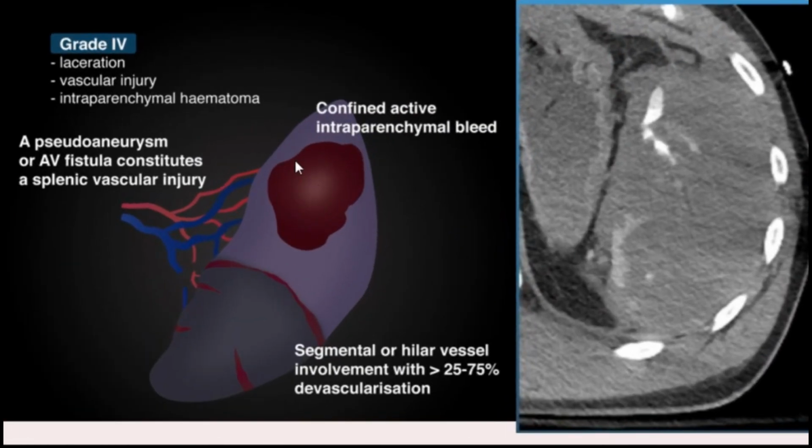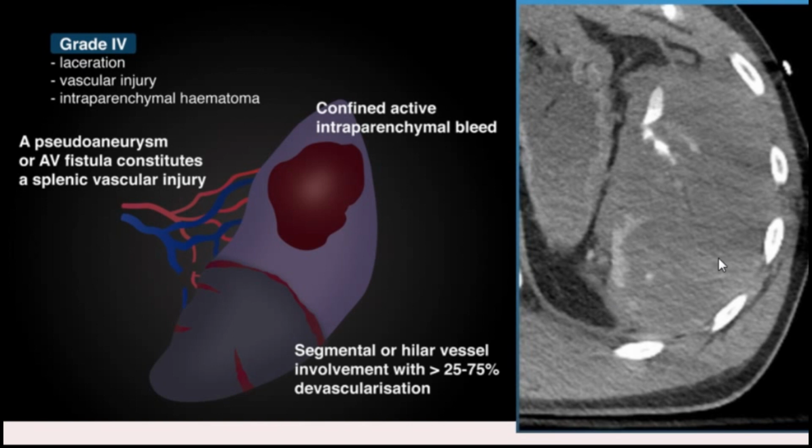Grade 4, when we have confined active intraparenchymal bleeding, or when the area of devascularization is up to 75%, so it's 25 to 75%. Of course, we have vascular injury, either as an AV fistula or pseudoaneurysm.